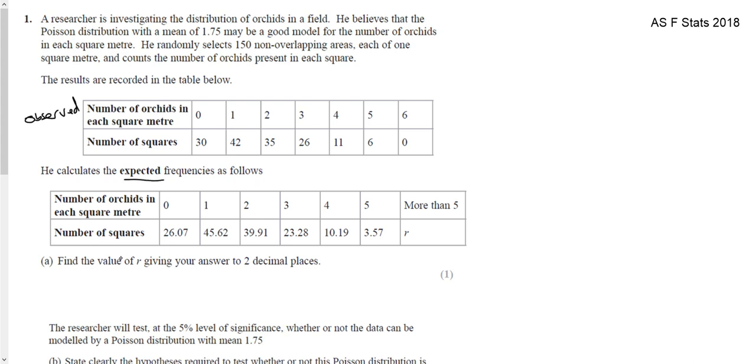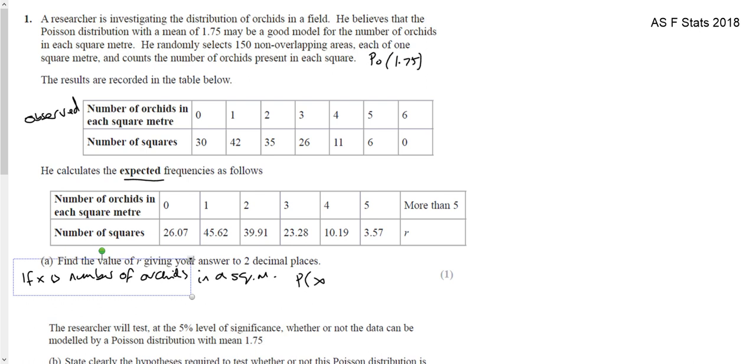And then here he's calculated the expected frequencies, most of them, and he just wants us to find the value of R. So the model he's using is Poisson 1.75, for the number of orchids in a square meter. If X is the number of orchids in a square meter, then we want the probability X is greater than 5, which is the same as the probability X is greater than or equal to 6, which we can find from our calculator.